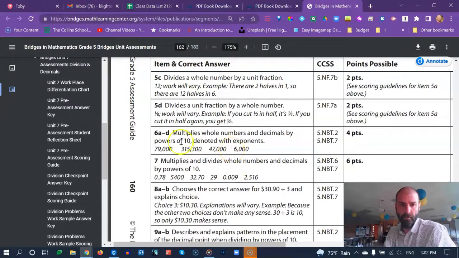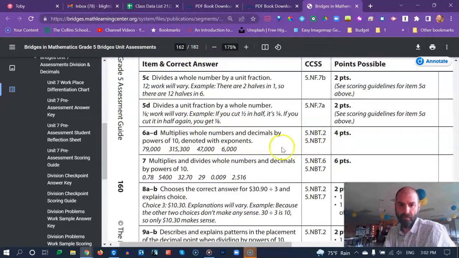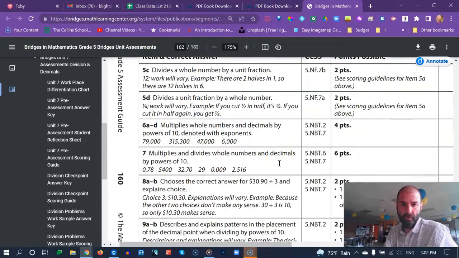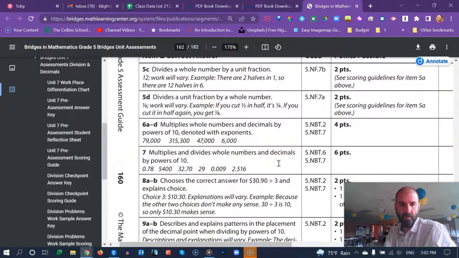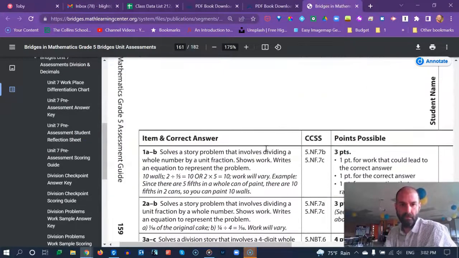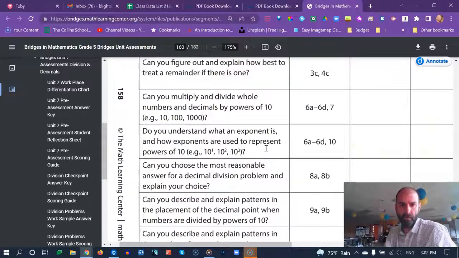Where are we? Multiplies whole numbers and decimals by powers of 10. So it's just, you have to get it right. That's all. All of these next ones you have to be right on 6 and 7. And I think that is a skill in itself, right? 6 and 7. Yep, 6.